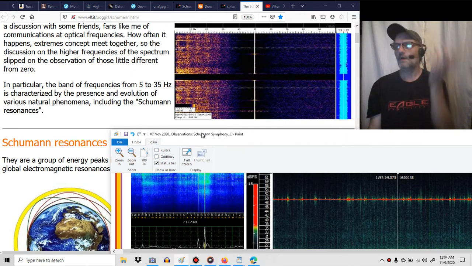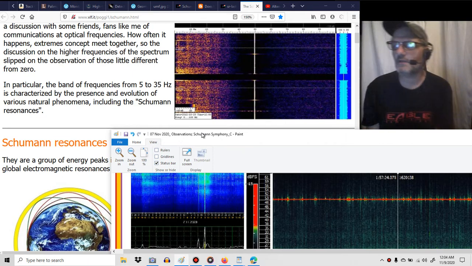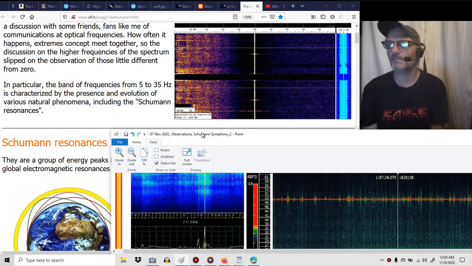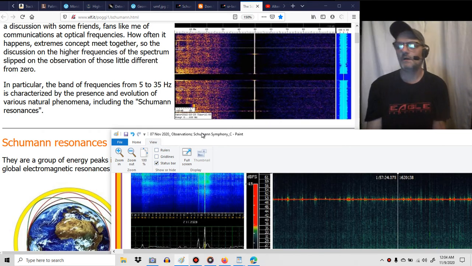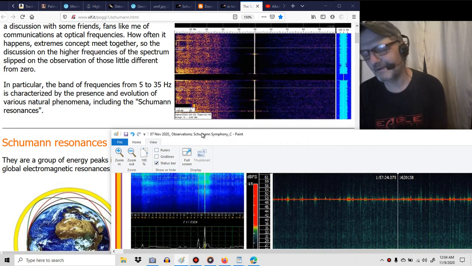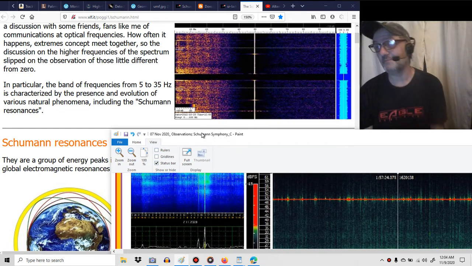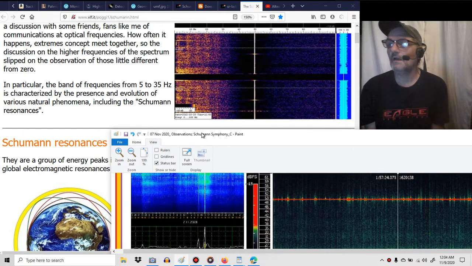All right, so we're talking about this great big issue of the spectrum. What do you call it? The spectrogram. There you go. Spectrum analyzer. The spectrograph creates a spectrogram.